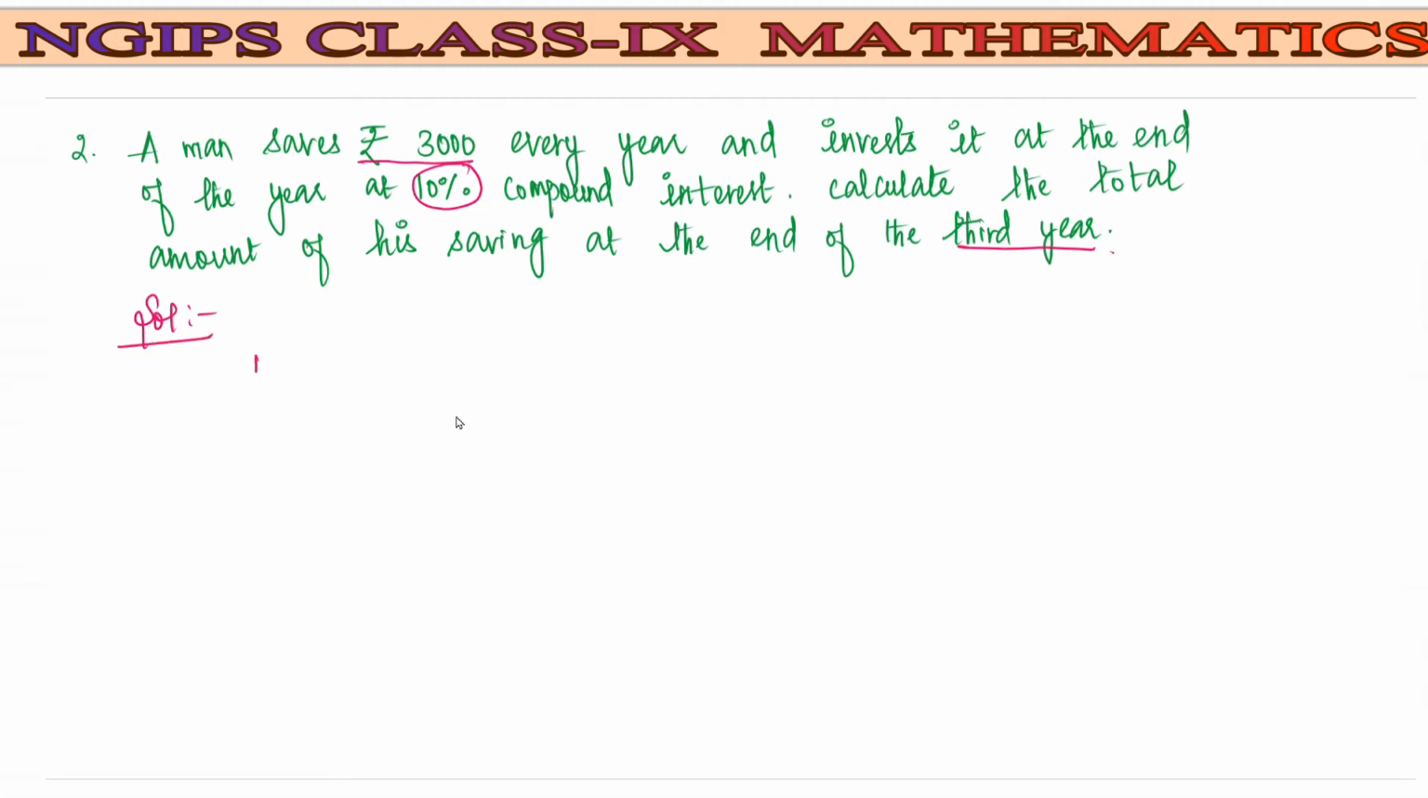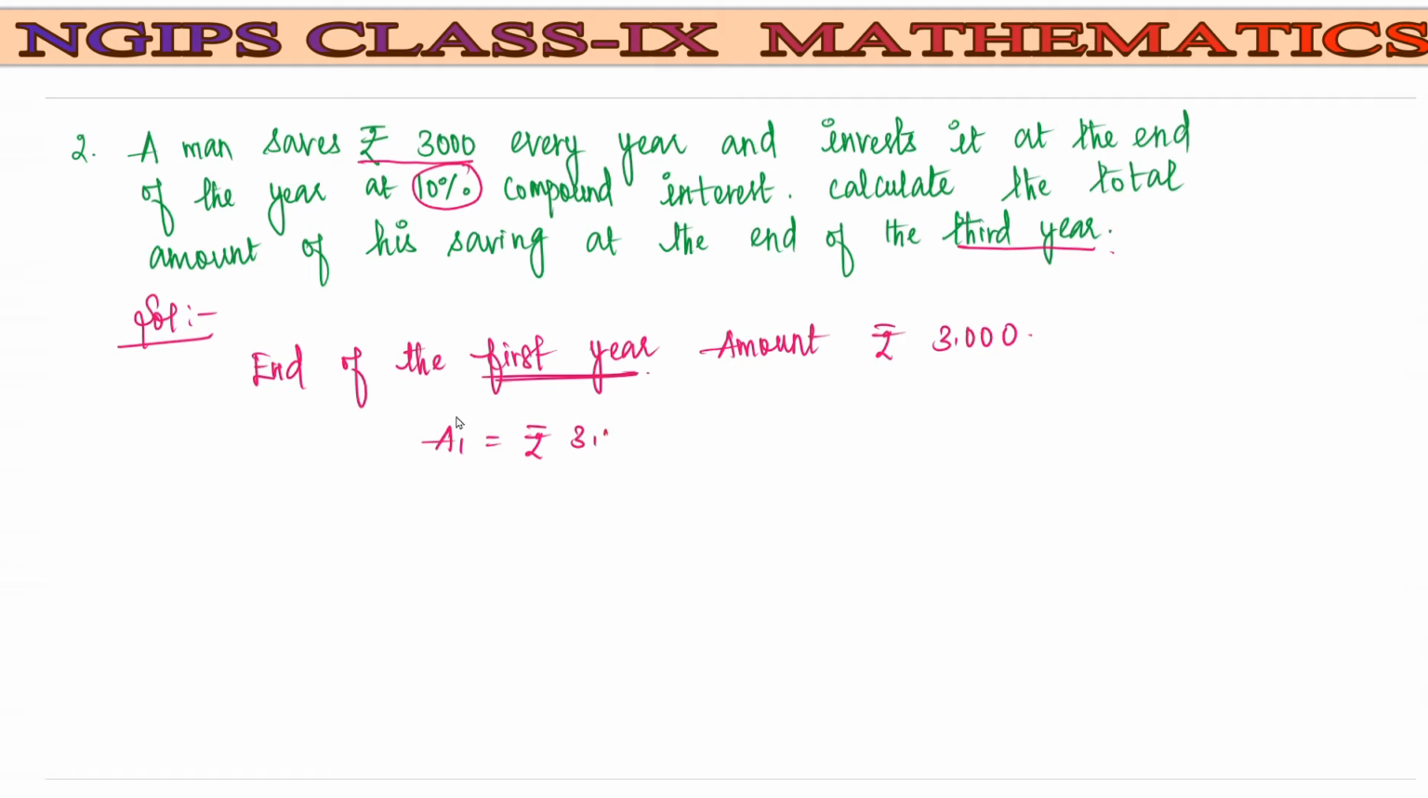The end of the first year amount is rupees 3,000. Now this first year amount is going to be carried for the second year as principal, because we have invested it for compound interest. So this is the second year principal. Now the second year compound interest.